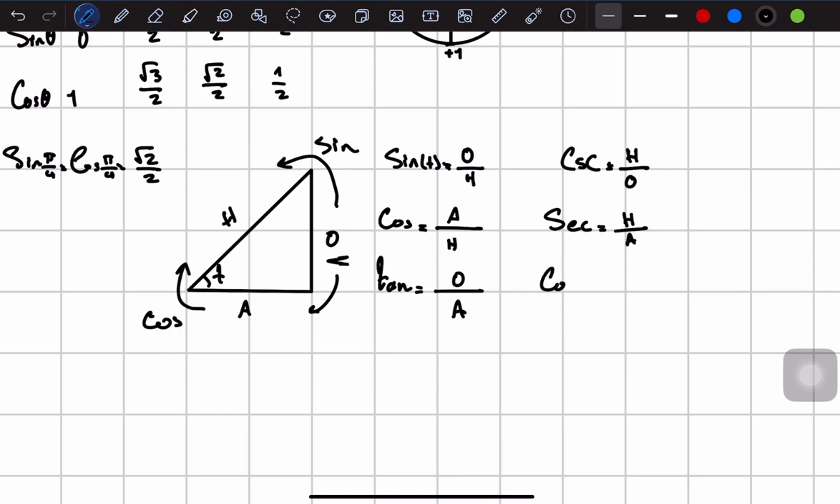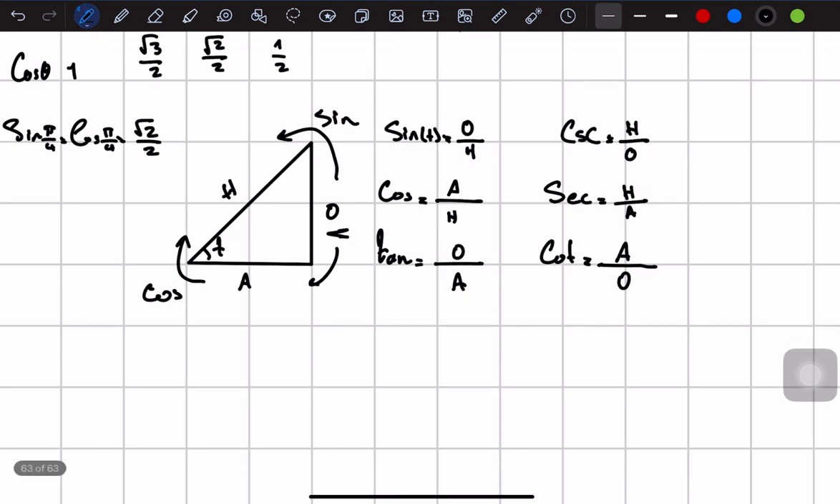And what about cotangent? Cotangent is the inverse of tangent, so instead of saying sine over cosine, it's cosine over sine, and in this case, A over O. And that's how we can show it on the triangle.